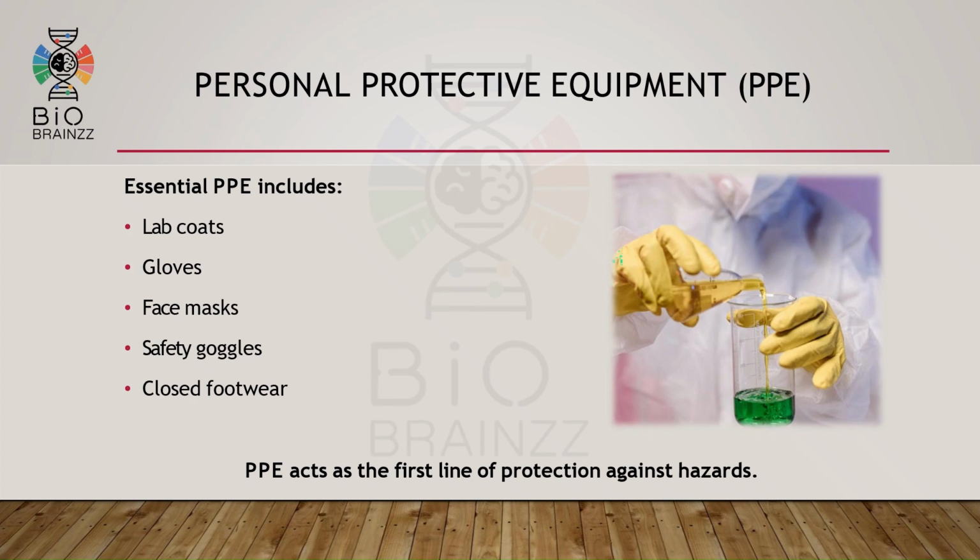Personal protective equipment, commonly called PPE, acts as the first line of protection in laboratories. Essential PPE includes lab coats, gloves, face masks, safety goggles, and closed footwear. The type of PPE used may vary depending on the material being handled. Proper use of PPE helps prevent exposure to hazardous chemicals and biological agents.